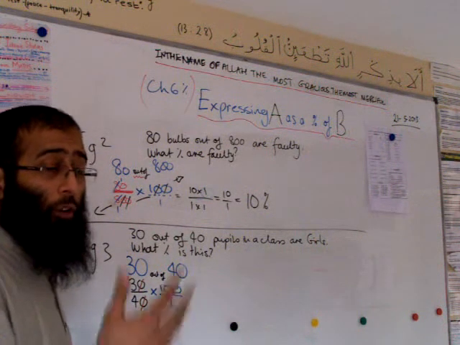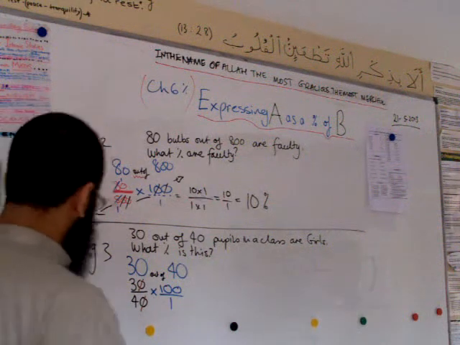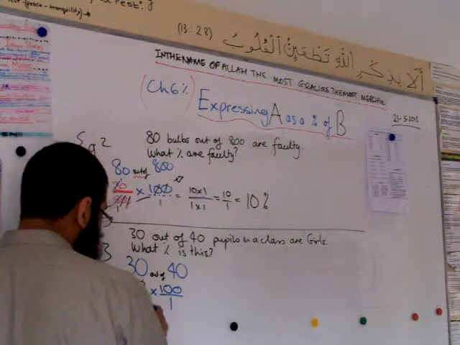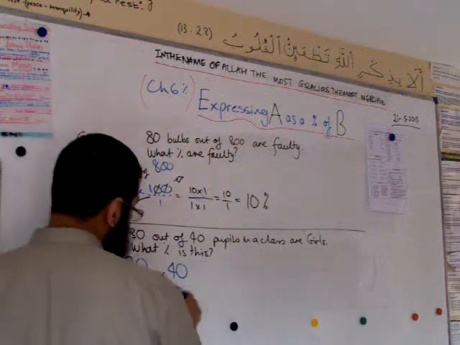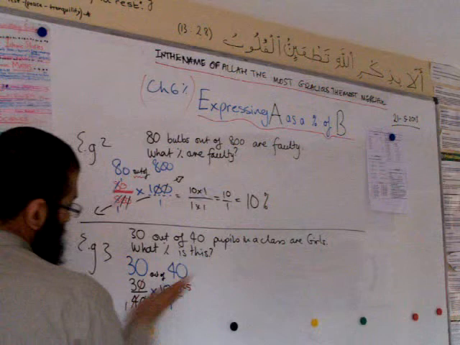4 will divide by 2. 100 will divide by 2. But what's bigger than 2? 4. Let's do 4. So 4 divided by 4 is 1. And then 100 divided by 4 is 25. So we cancel diagonally now.